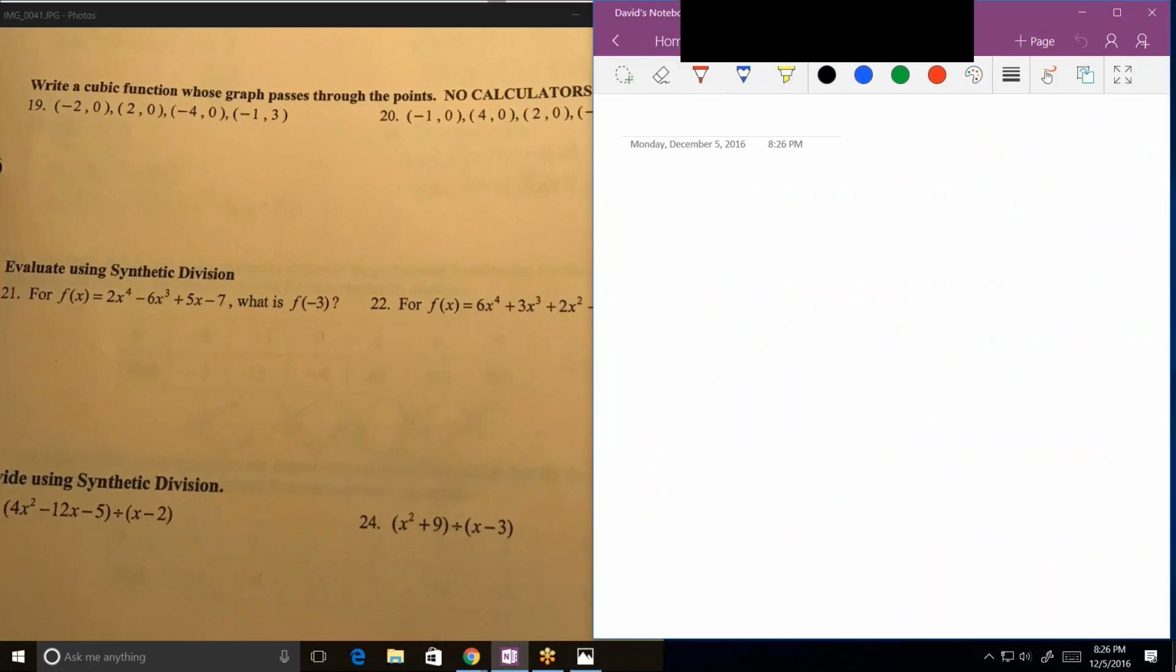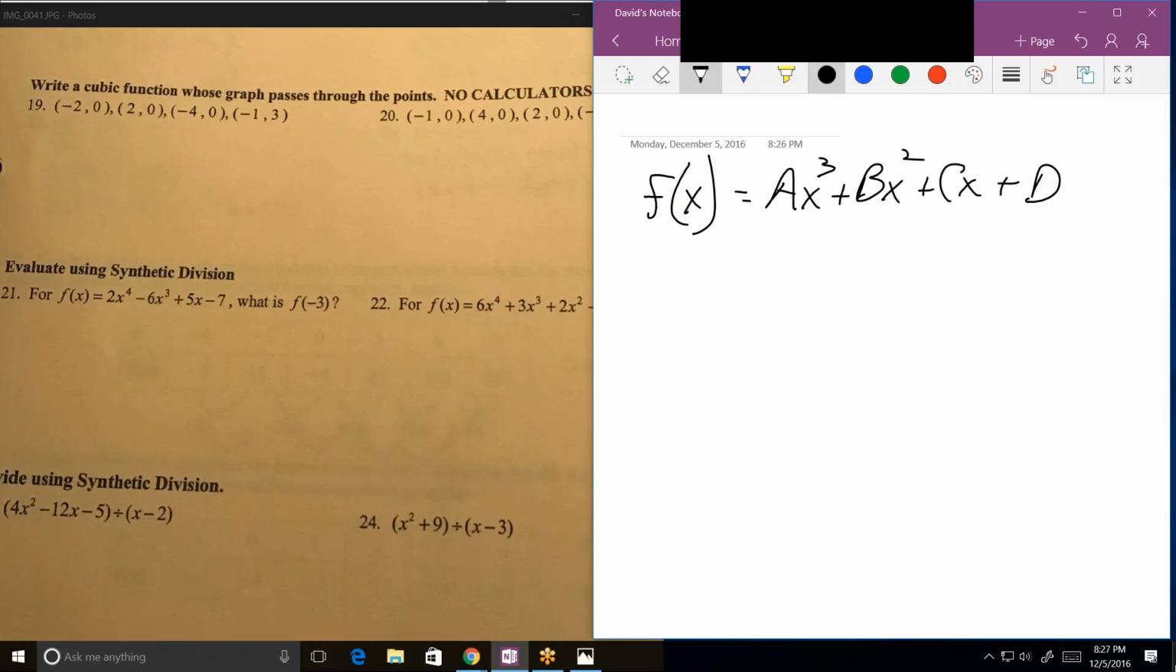Write a cubic function that passes through those points. Well, what's the standard format for a cubic function? It's f of x equals ax cubed plus bx squared plus cx plus d. Very similar to the standard formula for a quadratic, except this is a cubic. There's no difference, really. If I had a quartic, then it would be an A, a B, a C, a D, and an E. But I have a cubic.